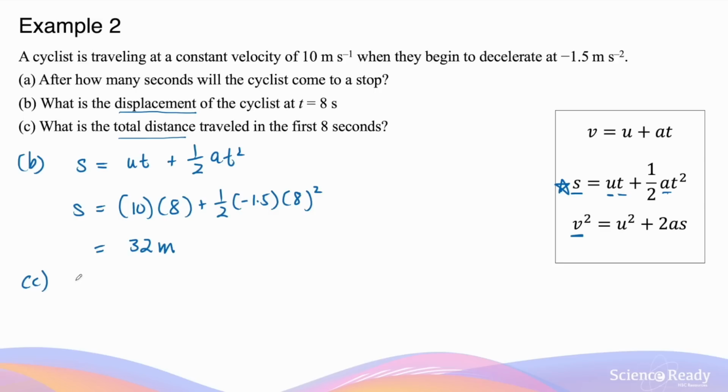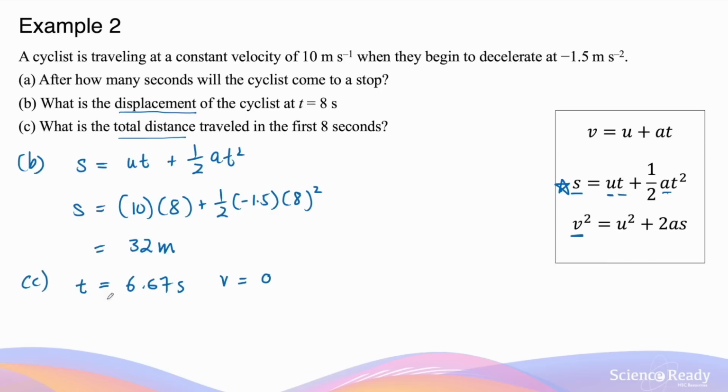From part A of the question, we deduce that at t equals 6.67 seconds, the velocity of the cyclist becomes 0 due to the deceleration of minus 1.5 meters per second squared from an initial speed of 10 meters per second.